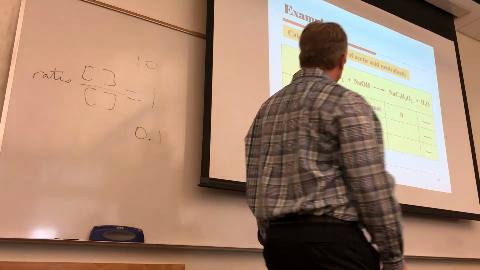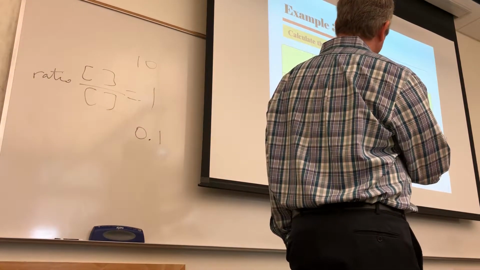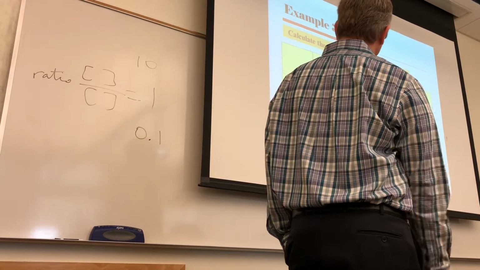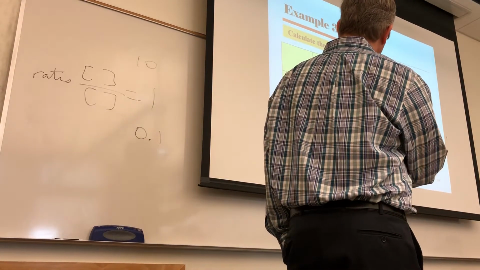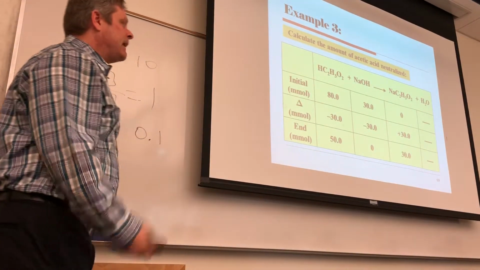Okay, and it looks like I'm going to do that here. So here's what I'm starting with. Change: this is going to be minus 30, plus 30. That's going to leave me with 50, 0, and 30. So this is basically that right there.